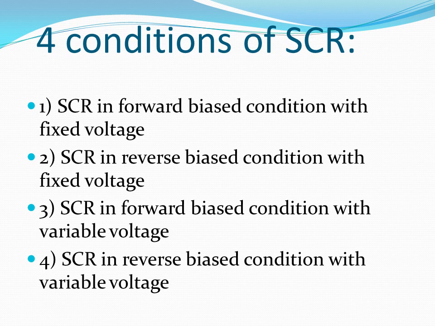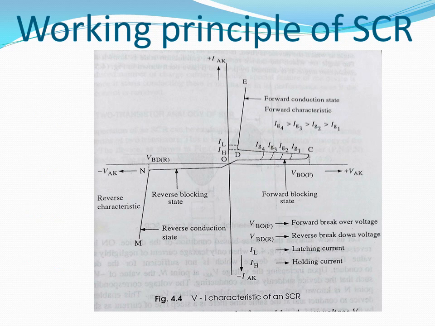So first condition forward blocking state, second reverse blocking state. In both the conditions SCR will remain in off state. The third condition is the forward conduction state, and fourth the reverse conduction state. In third and fourth SCR will remain in on state. Now here this is the VI characteristics of SCR, that is voltage current characteristics of SCR. We can explain the working of SCR from these characteristics.